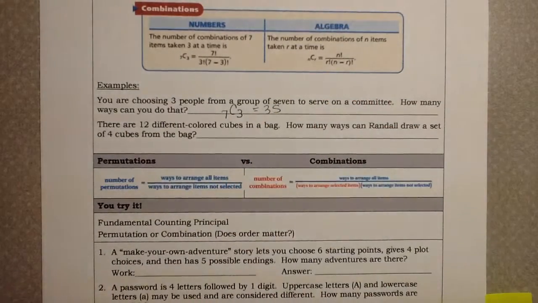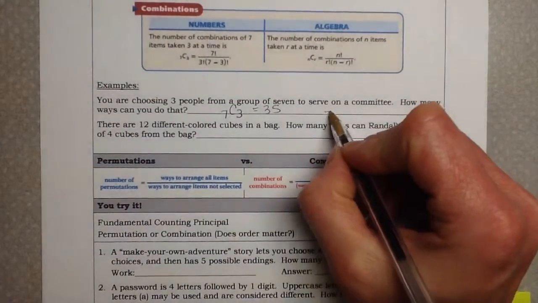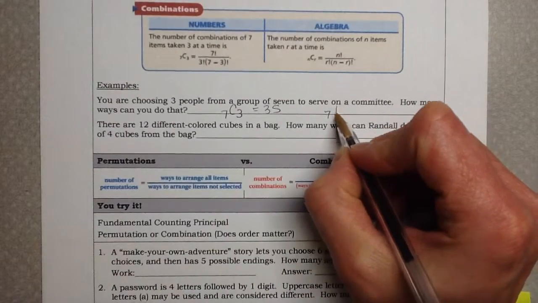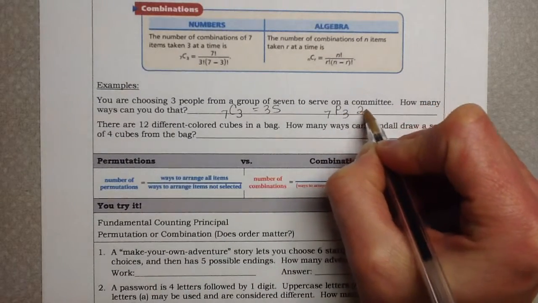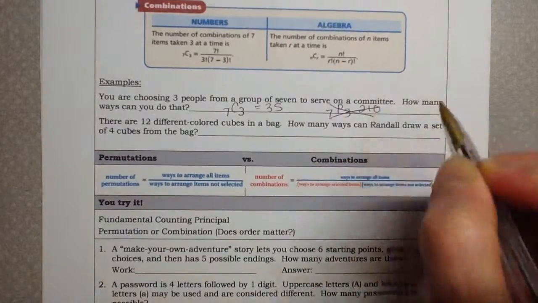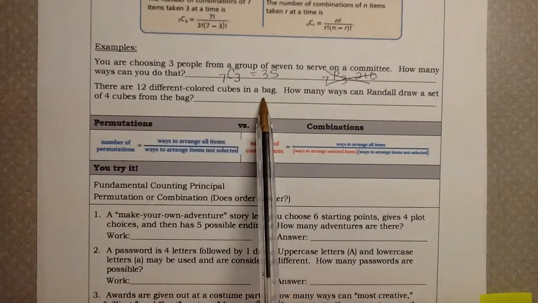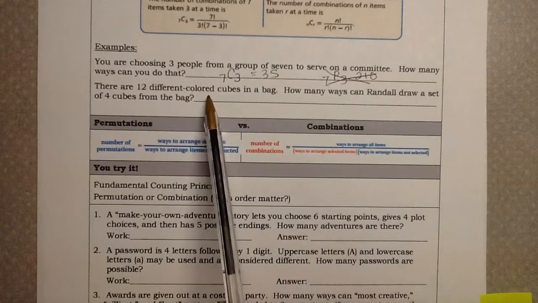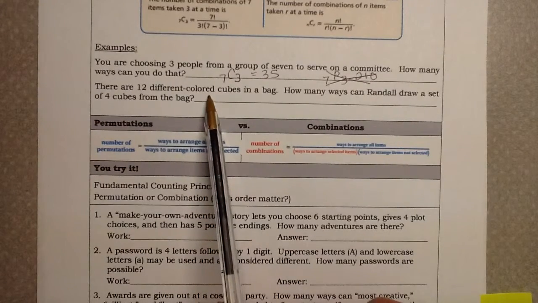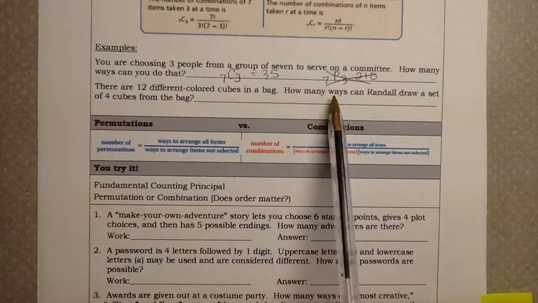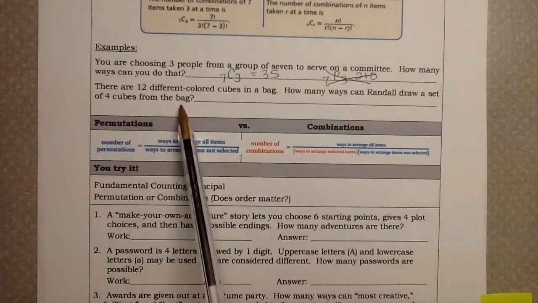Now, if you would do 7P3 or permutation, let me write this down here, 7P3, you'll end up with 210. So be real careful. Now, there are 12 different color cubes in a bag. The colors are different, but that doesn't mean when you pull them out, they're going to be any different. How many ways can Randall draw a set of 4 cubes from the bag?